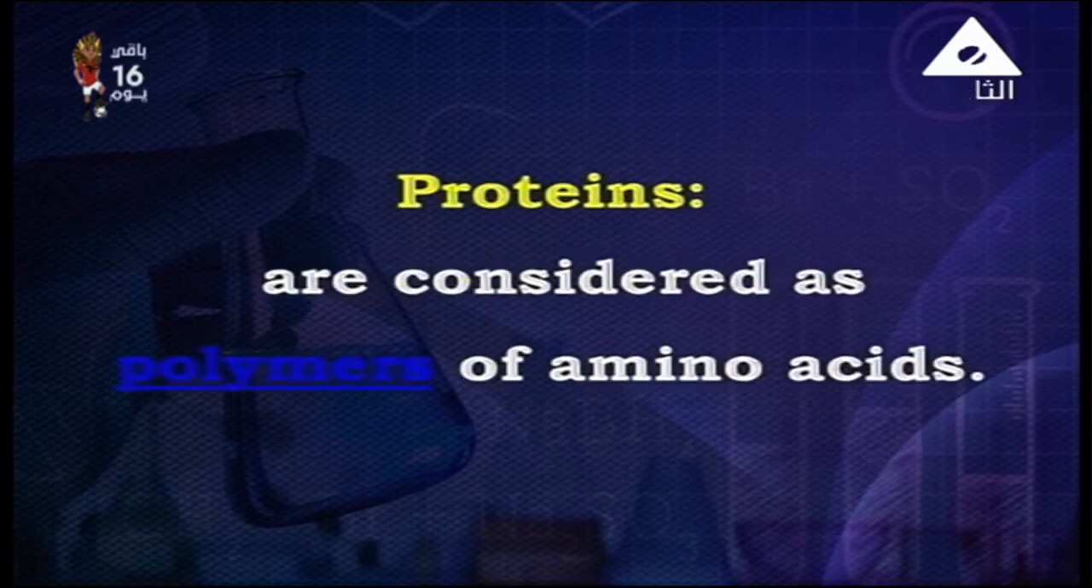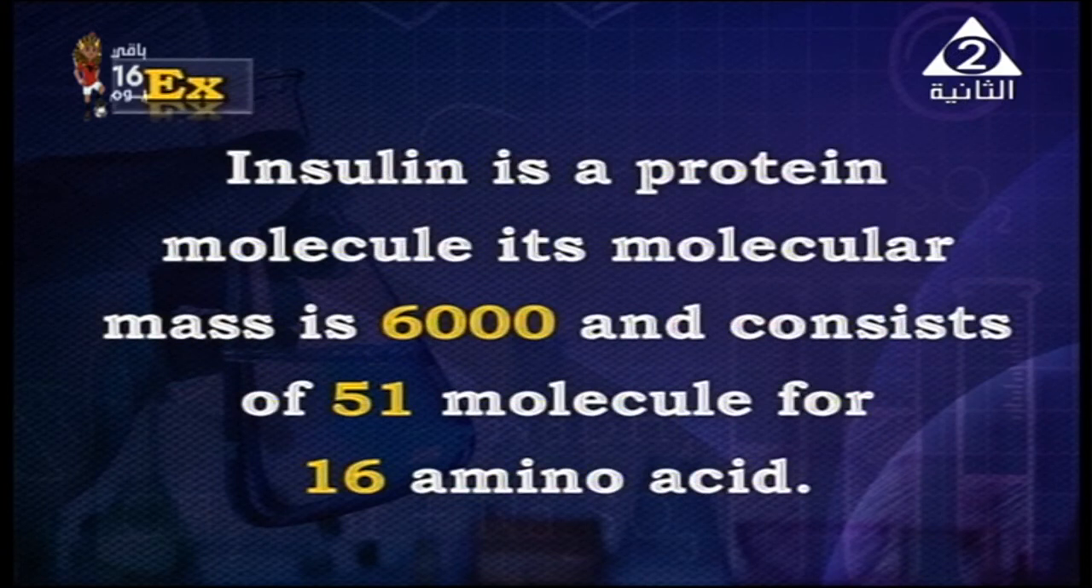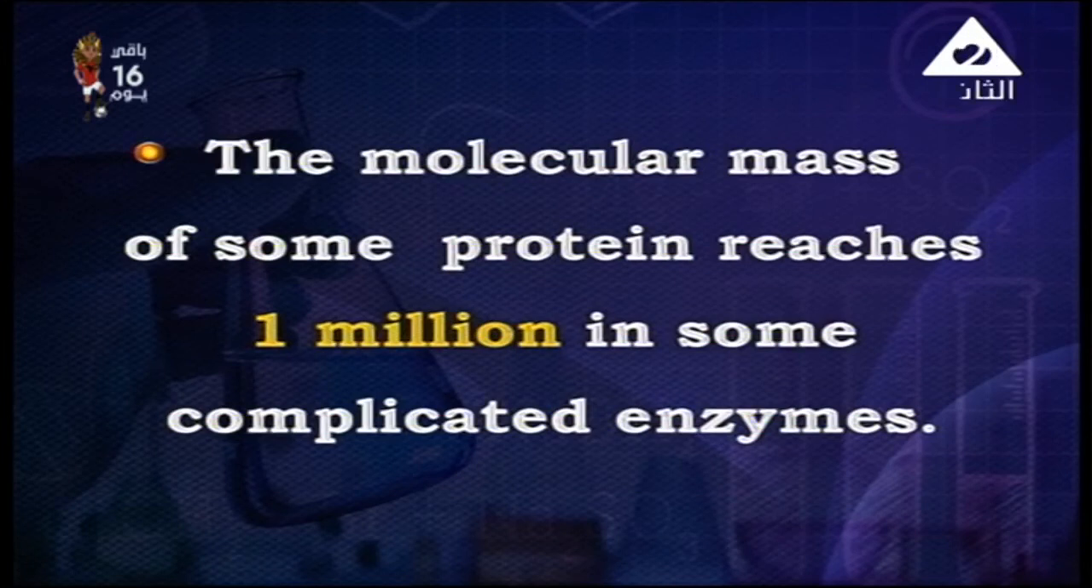Proteins are considered polymers of amino acids. For example, insulin is a protein molecule. Its molecular mass is 6,000 and it consists of 51 amino acids. The molecular mass of some proteins reaches 1 million in some complicated enzymes.